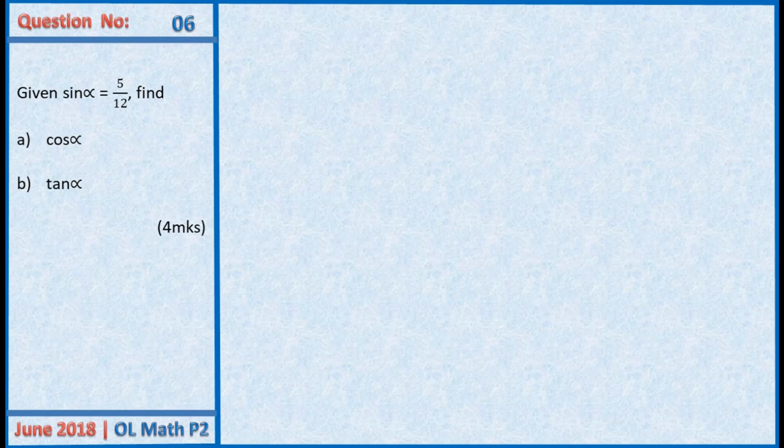Question 6. Given sine alpha equals 5 on 12, find cos alpha and tan alpha. So for this question, the first thing to do, it would be nice to sketch the RAT. RAT stands for right angle triangle. So here we have sine alpha, which is opposite over hypotenuse, that's opposite 5, hypotenuse 12, and that's alpha.